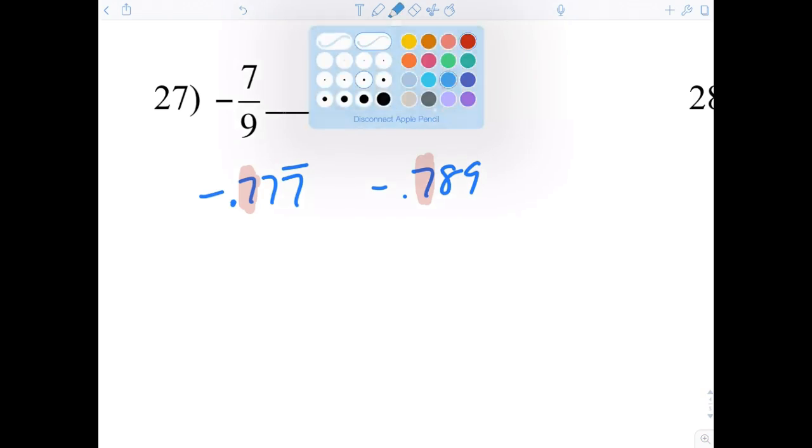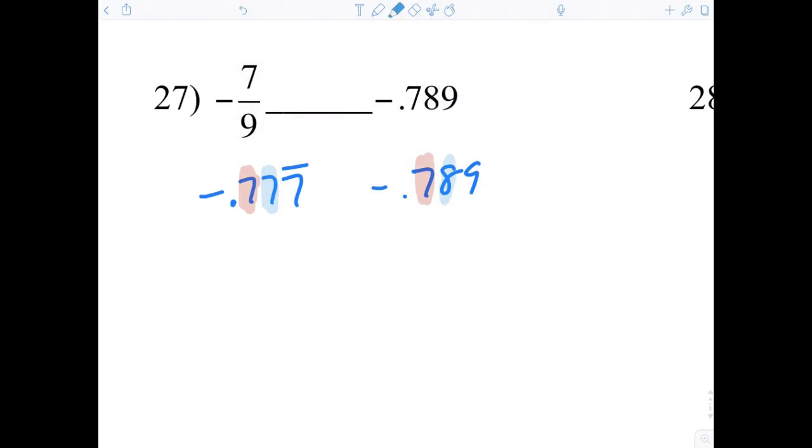Listen to me so you can remember. The 7 and the 8, which one's greater? 8. So it appears like this would be the answer, right? But we're dealing with negatives. We're dealing with negatives, right? So the bigger the negative, the smaller the number. So we would say that's wrong. We would come back and say that is correct. Is everybody happy with that?